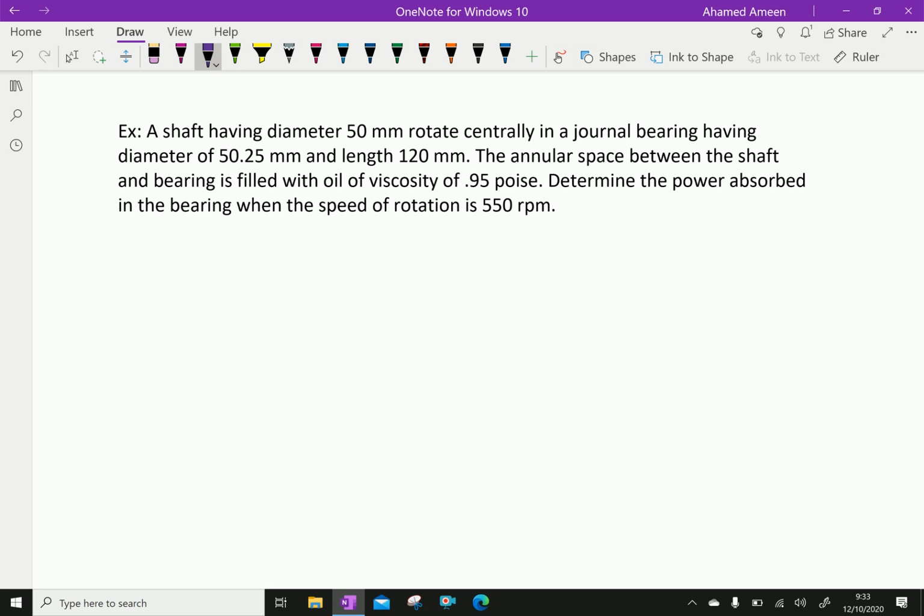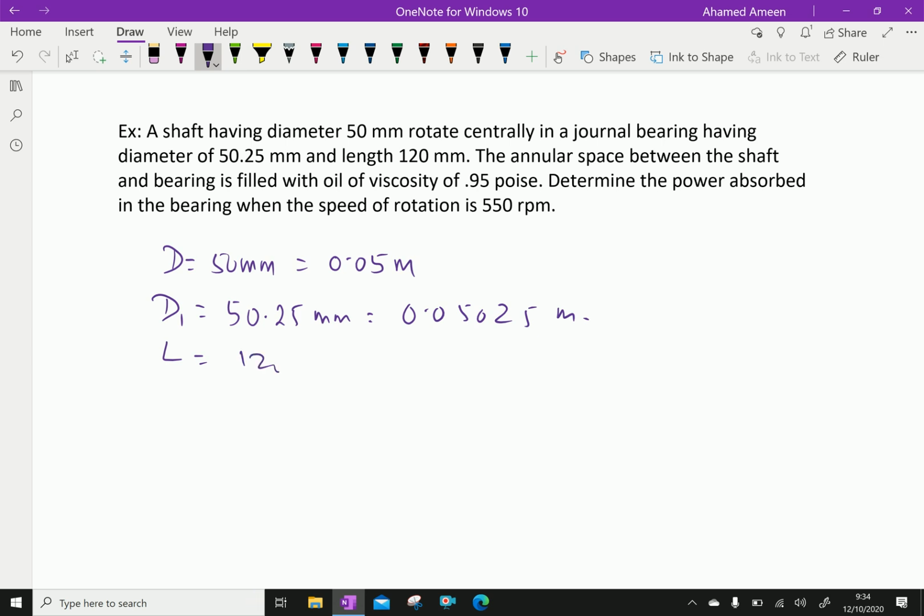Now the given things we will write. Diameter of the shaft equals 50 mm, which is equal to 0.05 meter. We converted it into meters. Next, D1, that is the diameter of the bearing, is 50.25 mm, which is equal to 0.05025 meter. Length of bearing is 120 mm, which is equal to 0.12 meter.